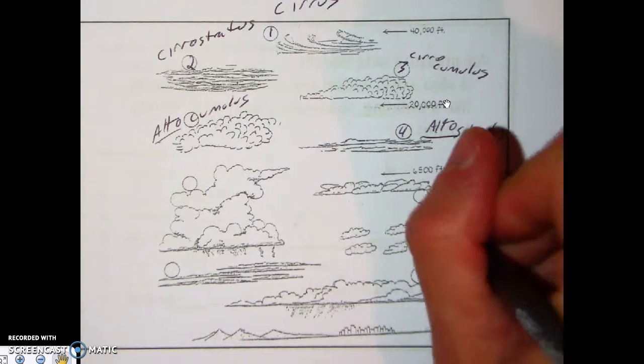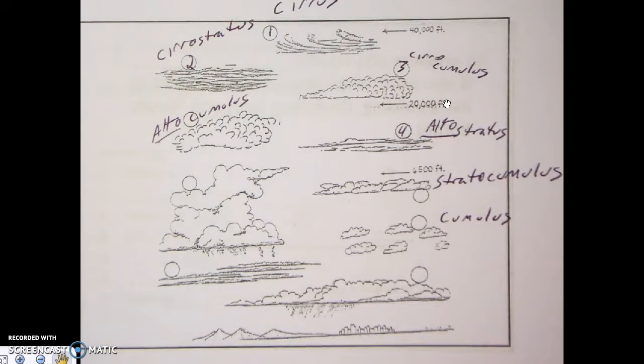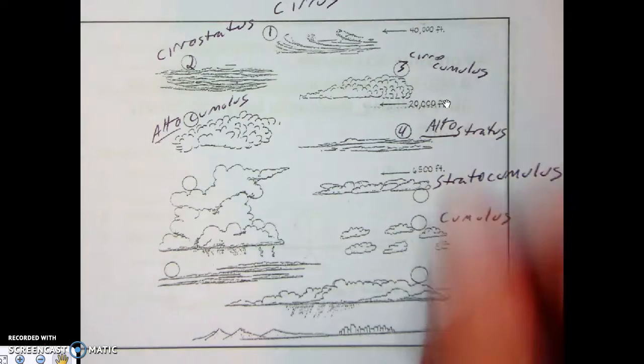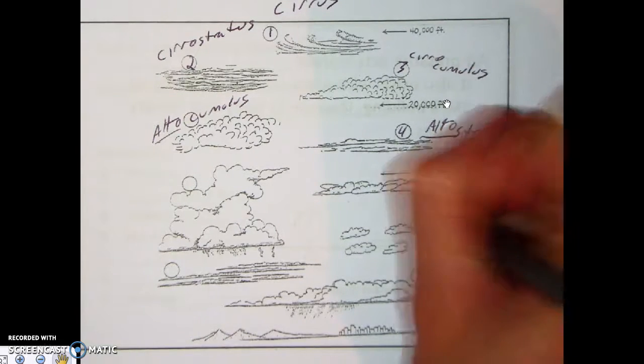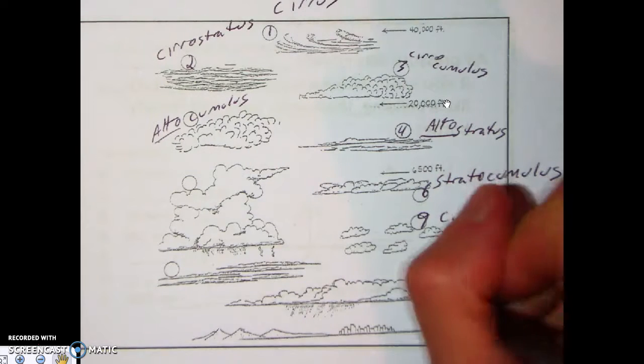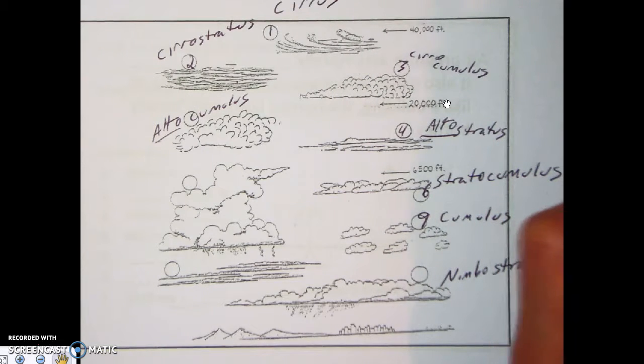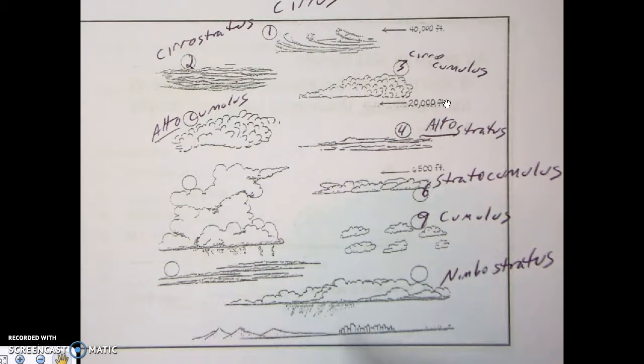Okay, here we've got cumulus. I'll go back and put the numbers in. This one was 6, this one was 9. And then we've got nimbostratus. We could tell because of the rain over here.